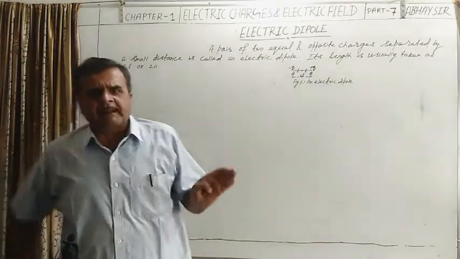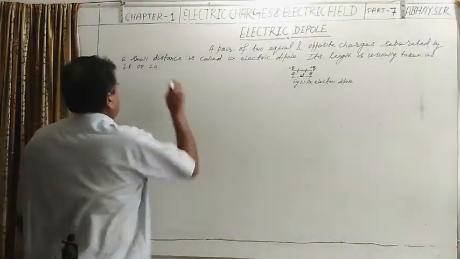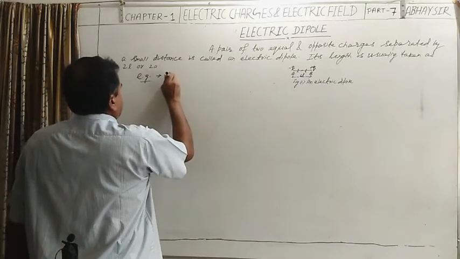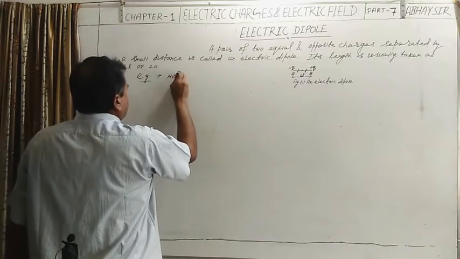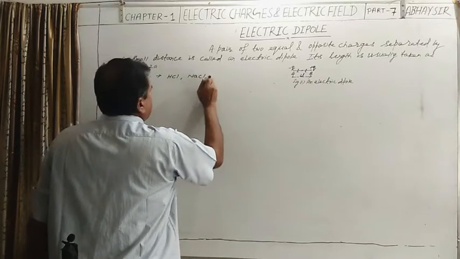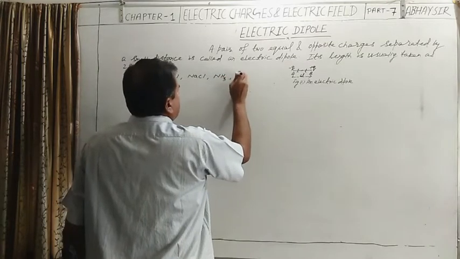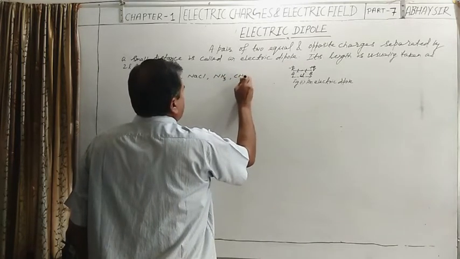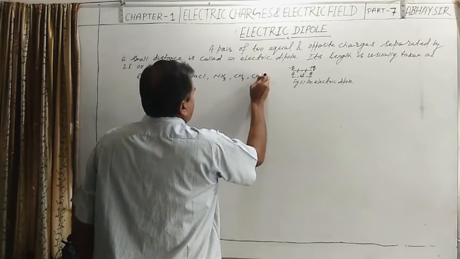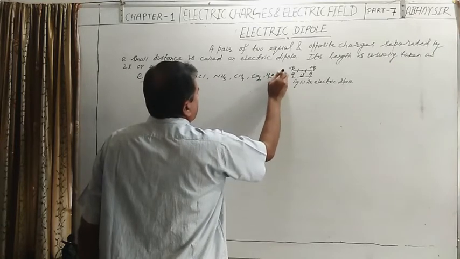There are many practical examples of electric dipoles, such as HCl, NaCl, NH3 (ammonia), CH4 (methane), CO2, H2O, etc.